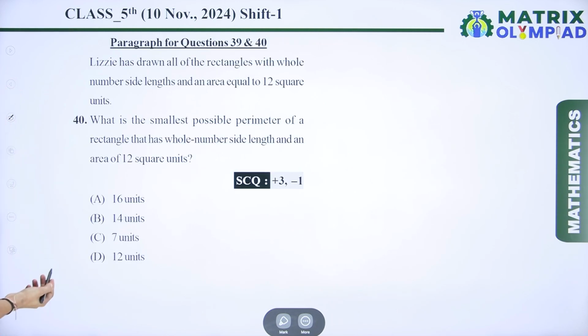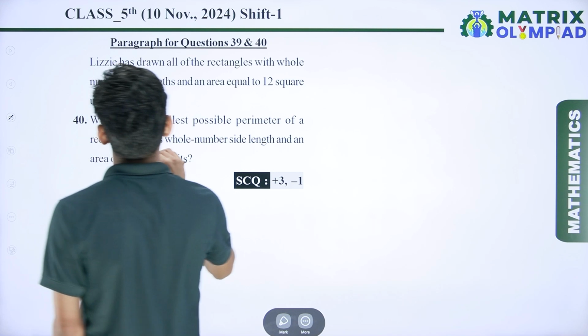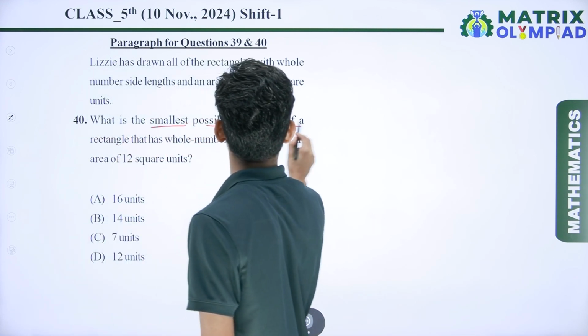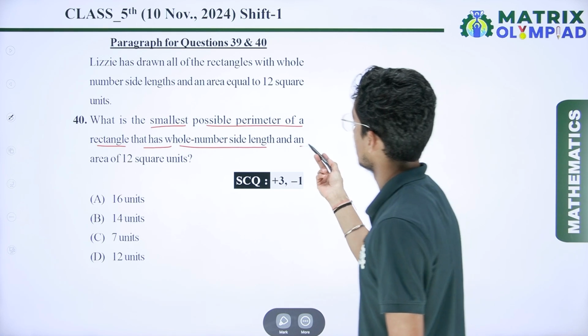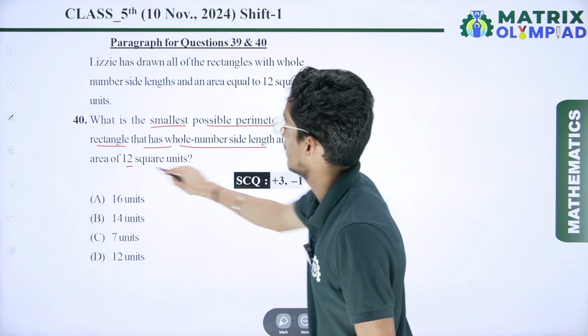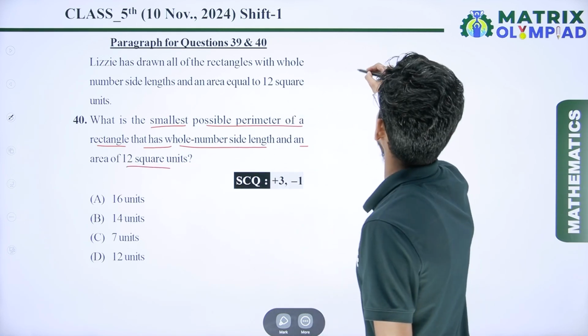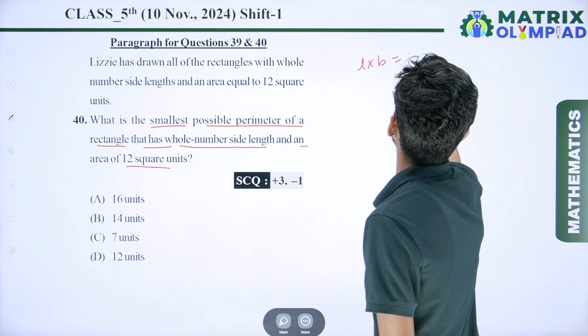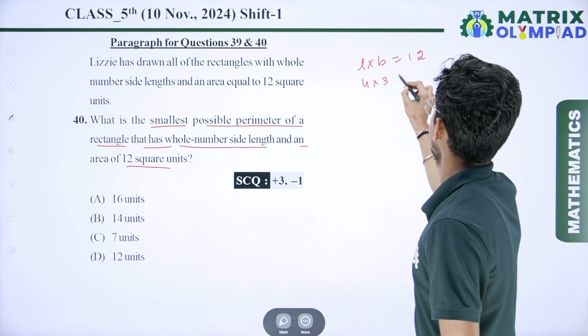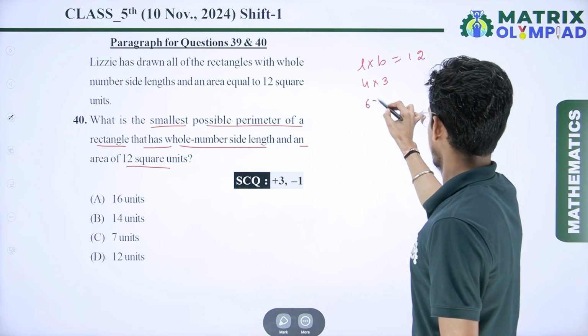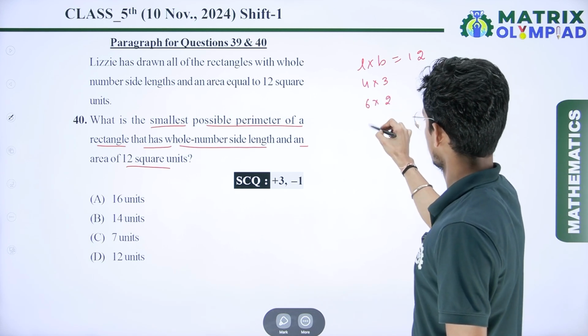Now if I talk about the next question, which is again based on the same paragraph, the question is: what is the smallest possible perimeter of a rectangle that has whole number side length and area, again we have given 12 square units. So we know area of a rectangle, that is length multiplied by breadth, is equal to 12 units. Now we check all the conditions here. So first we have 4 multiplied by 3. Second we can find 6 multiplied by 2. And third we can find 12 multiplied by 1.